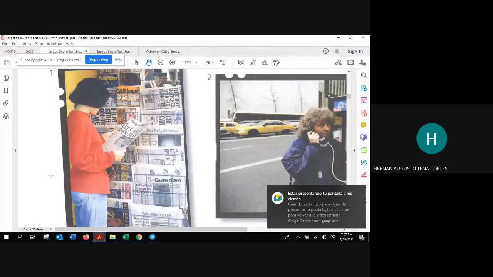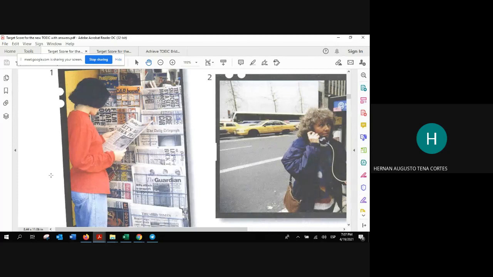So let's take a look at the first picture here. In the first picture, what do you see? What can you tell me? What is happening? Who can tell me about picture number one? The woman see the newspaper. Okay, she's reading a newspaper. Anybody else? She's reading the news. She's looking at the news. Very good. Okay. What else? Reading newspaper.